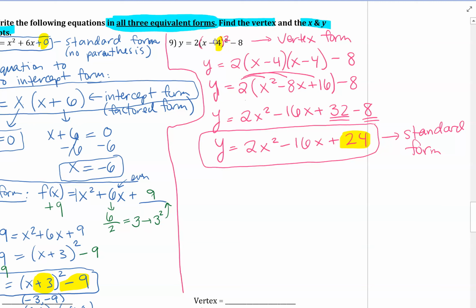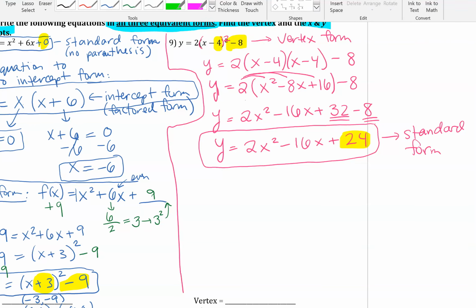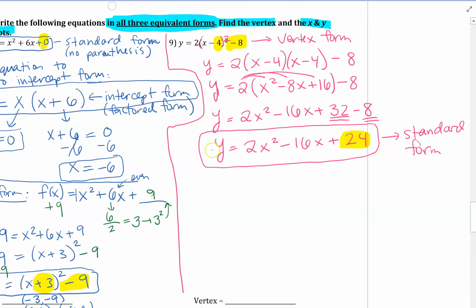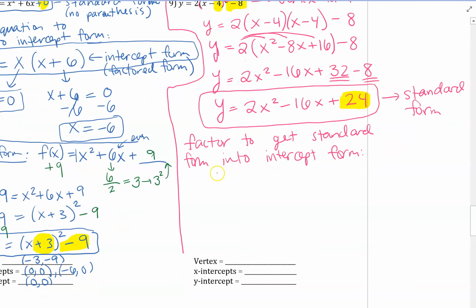Also, back here from vertex form, we knew the vertex would be (positive 4, negative 8). All we need to do now is factor the standard form to get it into intercept form. So we factor to get standard form into intercept form. To factor this one, I'm going to start by noticing that each of these numbers is even, so I can factor a 2 out of each of them, which will make the rest of factoring simpler.